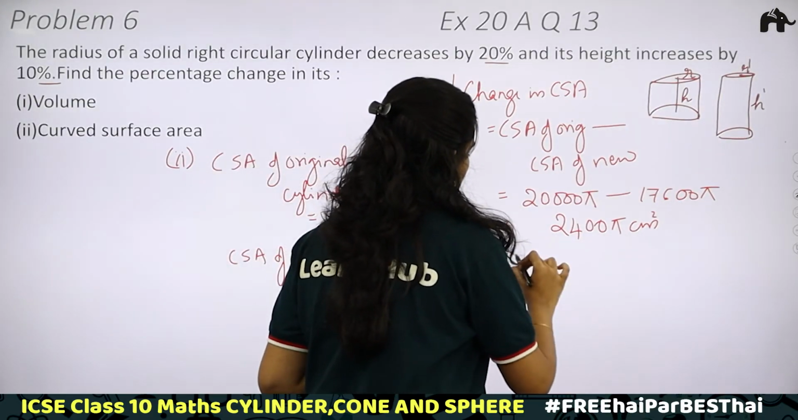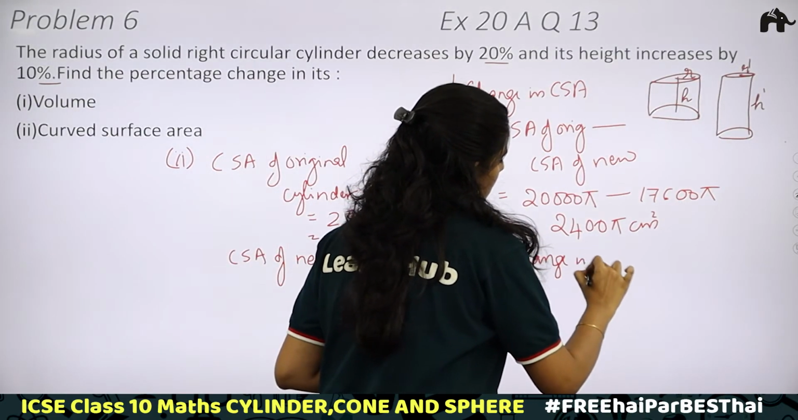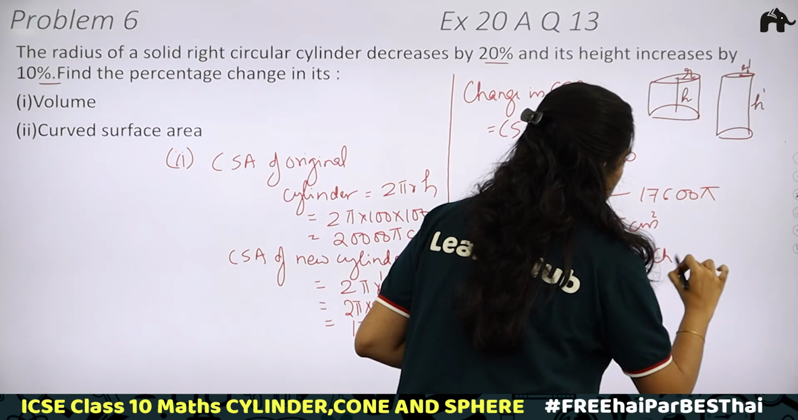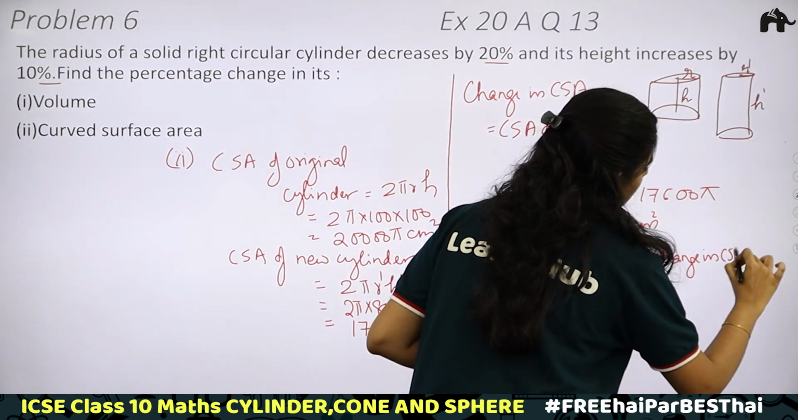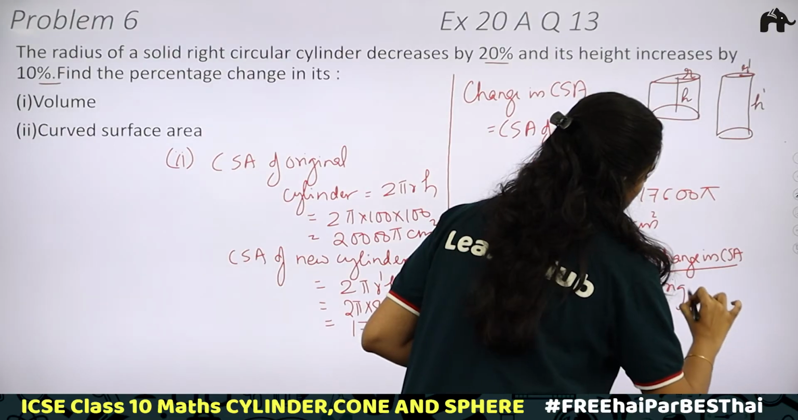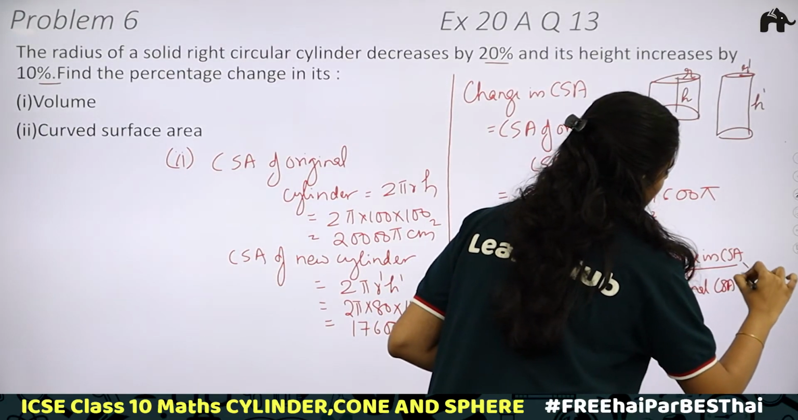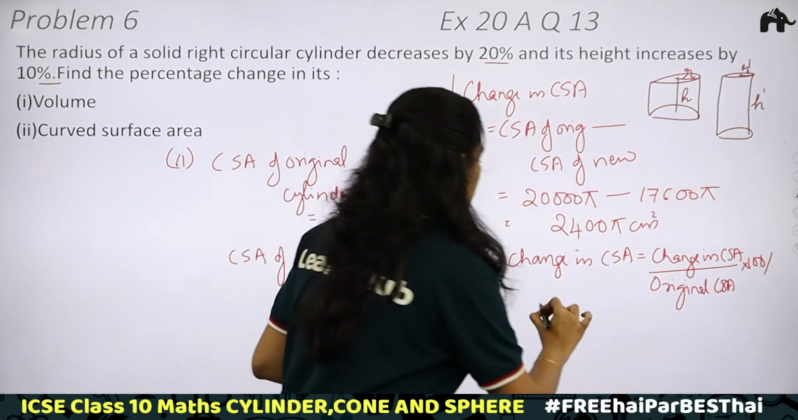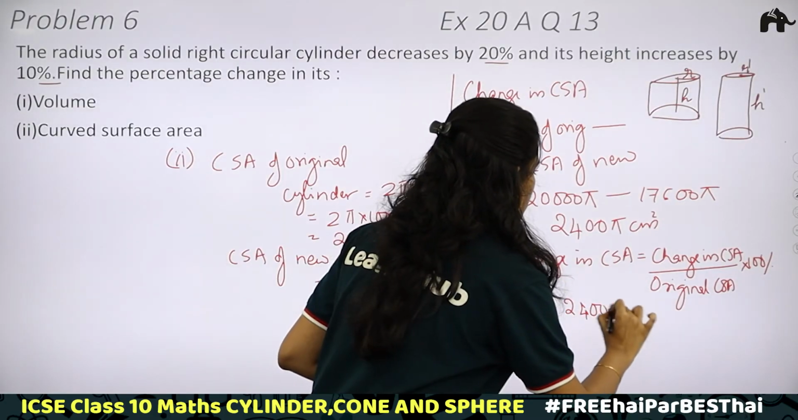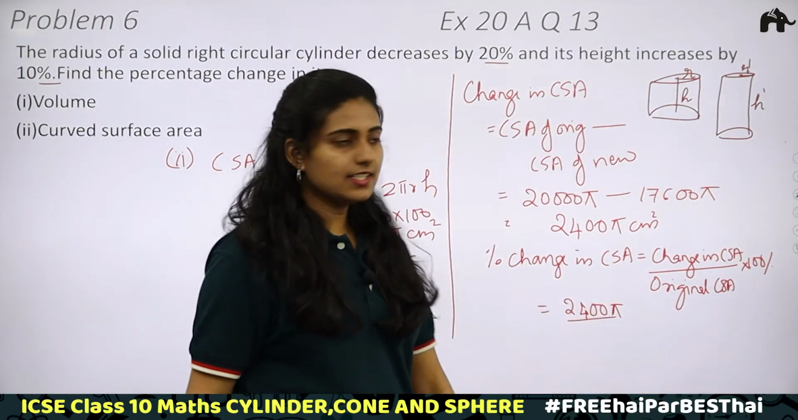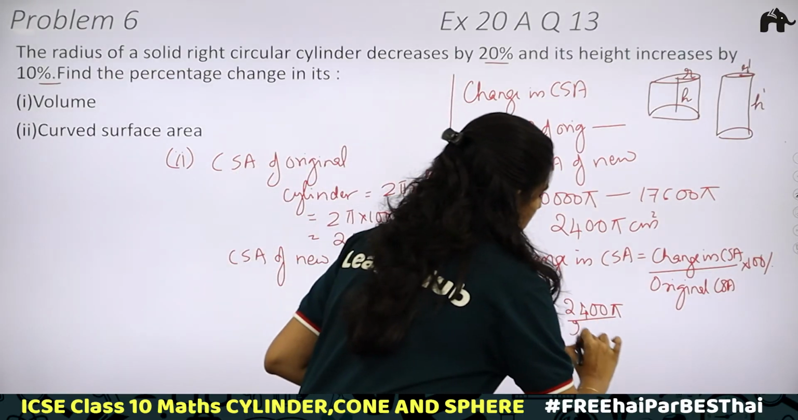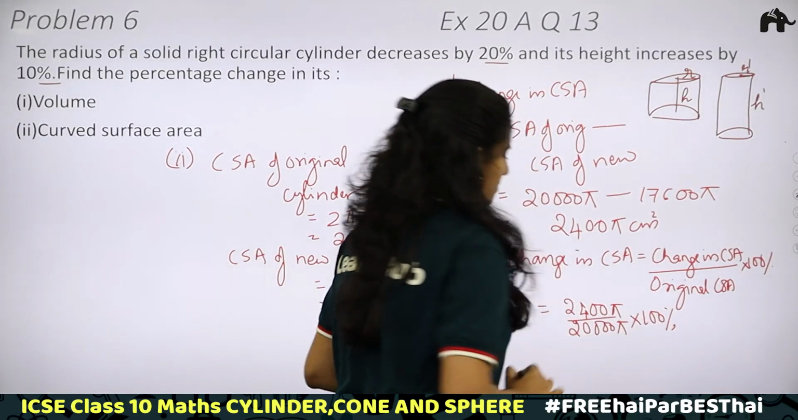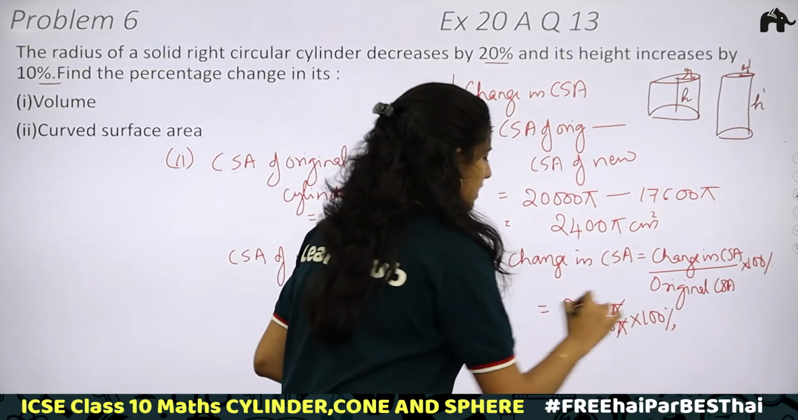Therefore, the percentage change in curved surface area is equal to change in curved surface area divided by original curved surface area into 100%. What is change in CSA? Change in CSA we have determined equal to 2,400 pi divided by original curved surface area, 20,000 pi, into 100%. Okay, pi gets cancelled.